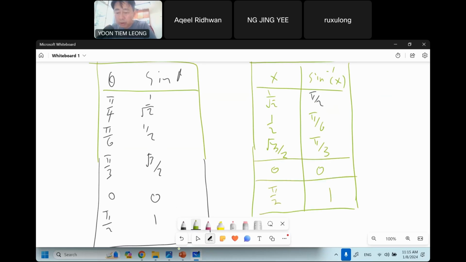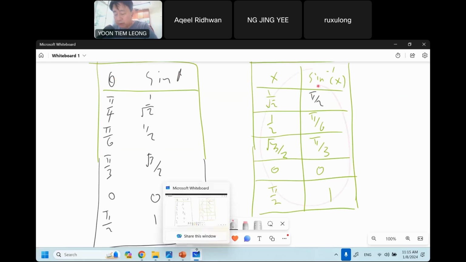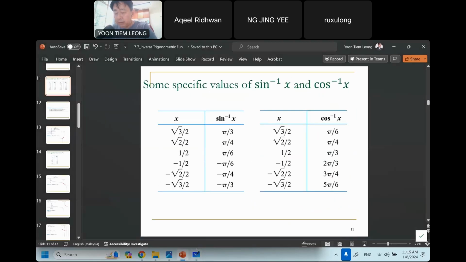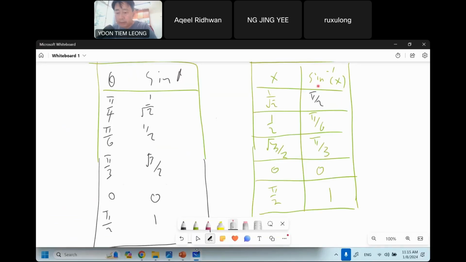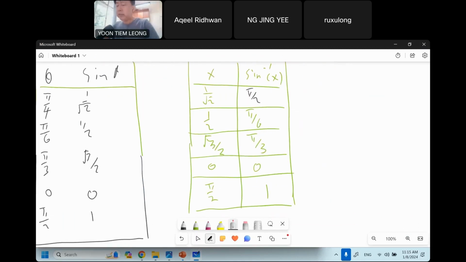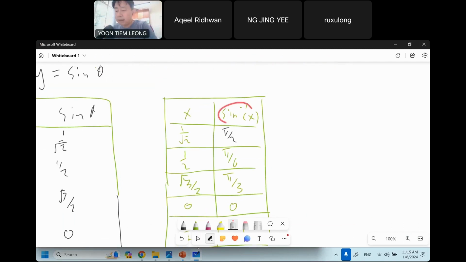You can actually construct the values of arc sine if you know the values of sine as a function of theta. So this is a number that I construct here. Right? So when x is square root of 3 over 2, then I am looking at this one, square root of 3 over 2. The arc sine is pi over 3, which is this number. You can easily obtain the values of arc sine for specific values of x.